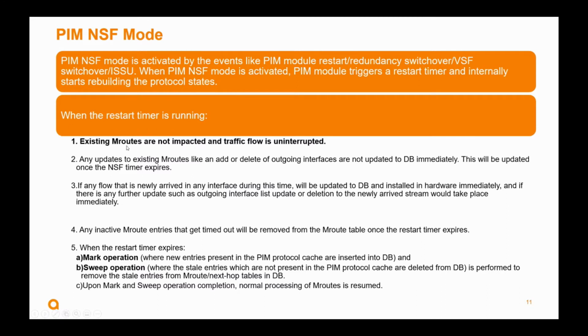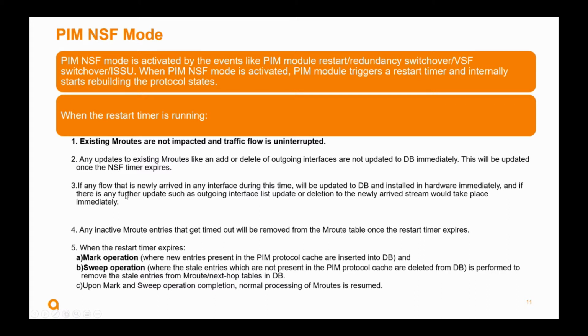What really happens, this is the key point here: when we are in an active mode, existing M routes are not impacted because they have already been programmed in the hardware, and the traffic flow is not interrupted. That's the key takeaway, at least from here. Since we are in an active state, we cannot add any new M routes, because the PIM module, the daemon, is in the process of restart. We cannot add or delete anything as far as M routes in the tables and databases.